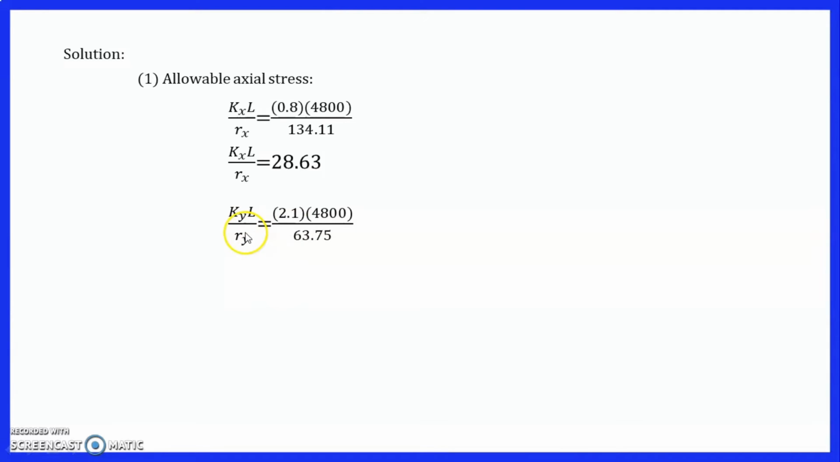It's the same process, but we're going to substitute the values for Y. So we have the effective length factor Y is equal to 2.1 multiplied by the length of the column over the radius of gyration Y, which is 63.75. Therefore, we have 158.12.